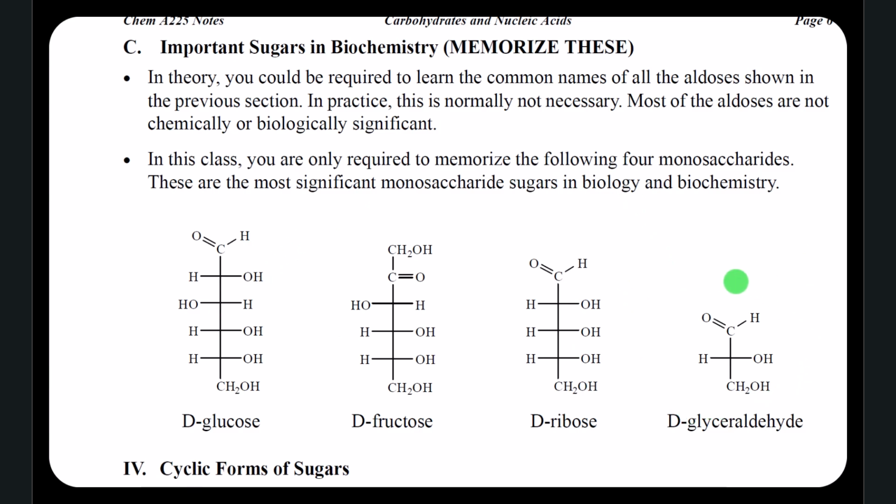Finally then, we have D-glyceraldehyde, which again we saw as part of the Kiliani-Fischer synthesis. But it turns out D-glyceraldehyde in a slightly modified form with a phosphate attached is a very important component in what is known as glycolysis, which is an extremely important biochemical metabolic pathway that we will talk about in a later chapter.